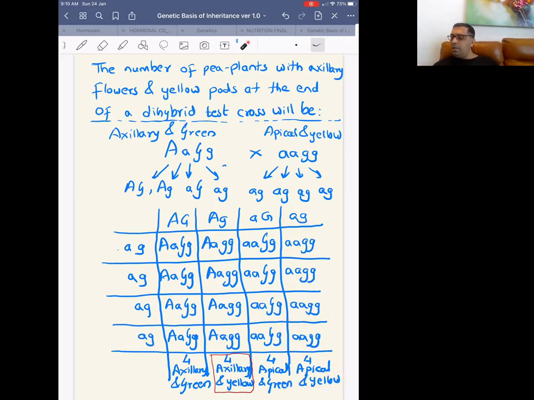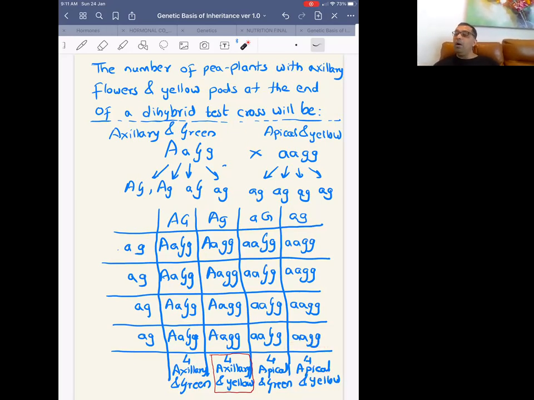तो चार प्लान्स कौन से आए? कैपिटल ए से बने एक्सिलरी और कैपिटल जी से बने ग्रीन. तो चार एक्सिलरी एंड ग्रीन. फिर आया कैपिटल ए से एक्सिलरी, लेकिन स्मॉल जी से येलो. सो ये आया एक्सिलरी एंड येलो. फिर ये था स्मॉल ए से अपाइकल, बट कैपिटल जी से आया ग्रीन. और ये आया स्मॉल जी. दोनों स्मॉल ए है तो अपाइकल, दोनों स्मॉल जी है तो येलो.